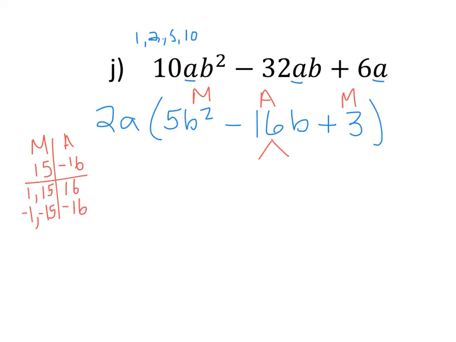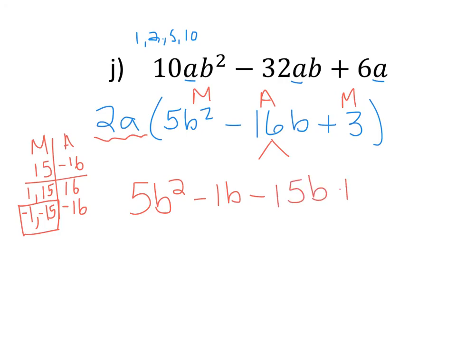So I'm going to leave this 2a alone for now and just bring it to my final answer. Don't forget about it. 5b squared. My middle term I'm going to split into negative 1b and negative 15b and bring down the 3. And now we do our factor by grouping. The only thing in common in the first grouping is b. I'm left with 5b minus 1.